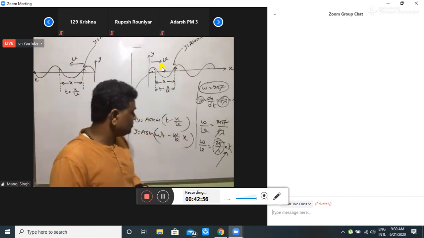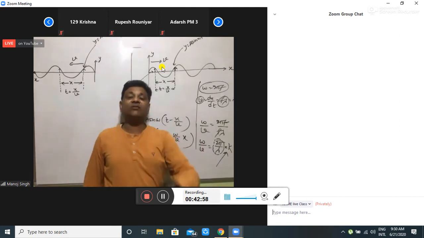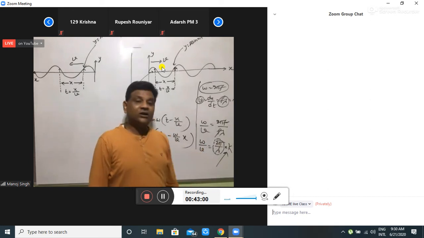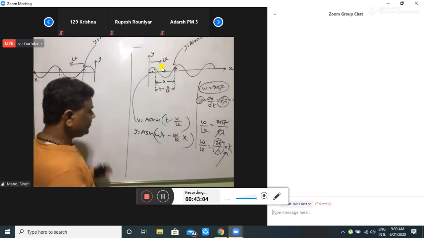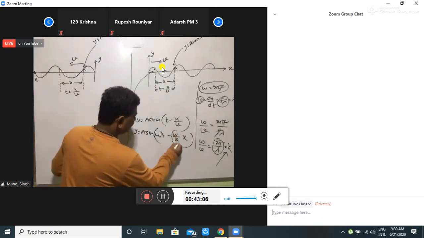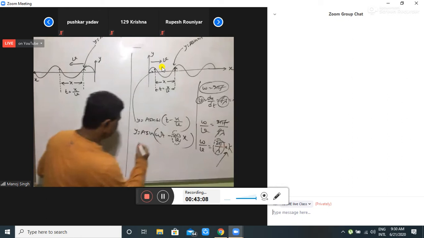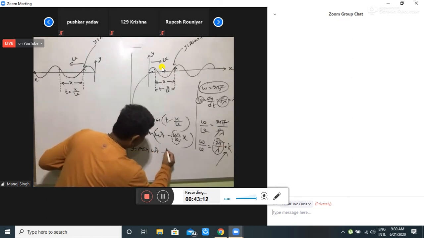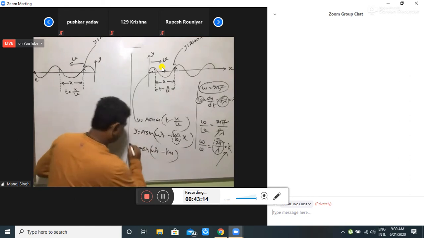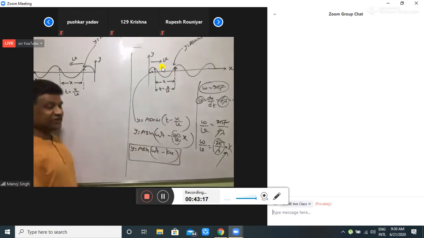You should write this in your copy: k is the angular wave number, and its value is equal to 2 pi by lambda. So omega by v is equal to k. Putting this value here, y is equal to a sine of omega t minus kx. This is the equation of a progressive wave.